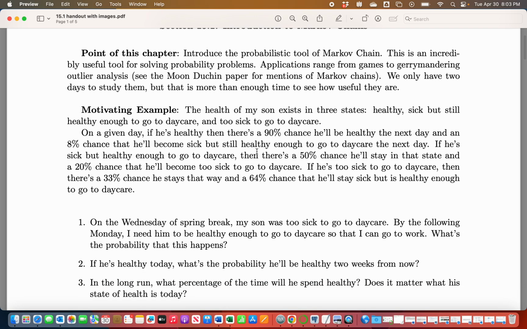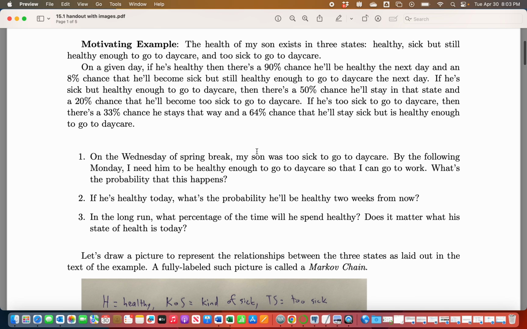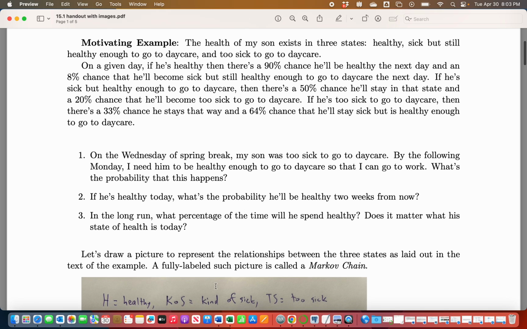Anyway, so just to motivate what these things do for you, I should say that in these handouts I added some images that I would write on the board, so I apologize for the low quality of the images, but the handout is basically filled out here. Okay, so here's a motivating example.